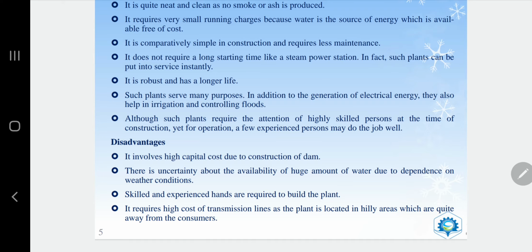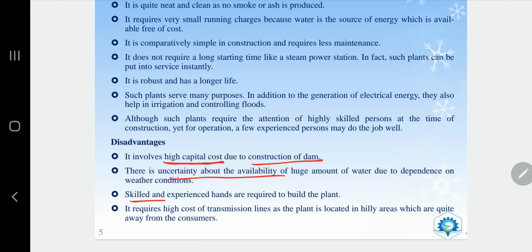Now let's move on to the disadvantages. So what will be the disadvantage? The main disadvantage is the high capital cost. Why? Because the construction of a dam is very high cost. Then comes the uncertainty about the availability of water, that we already know. Sometimes there will be unavailability and sometimes it will be very high. So it depends upon the weather condition, all those things.